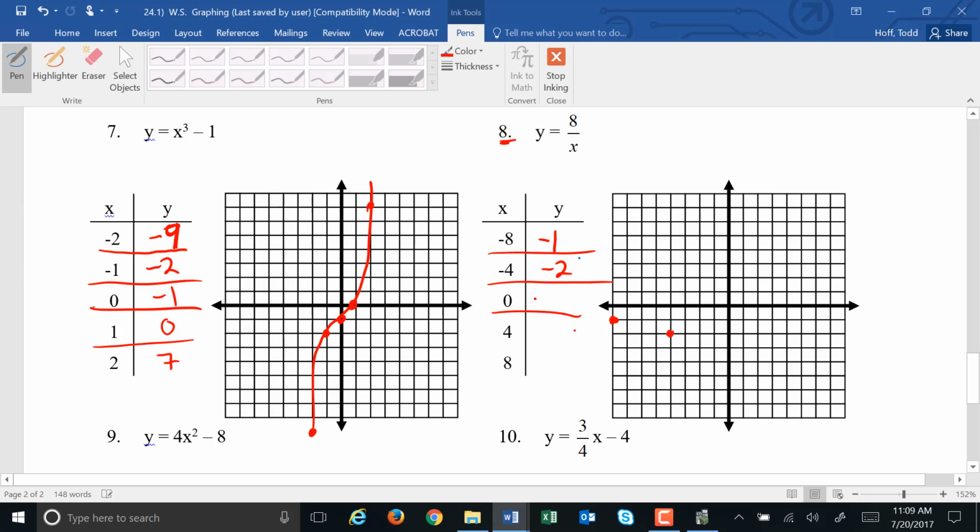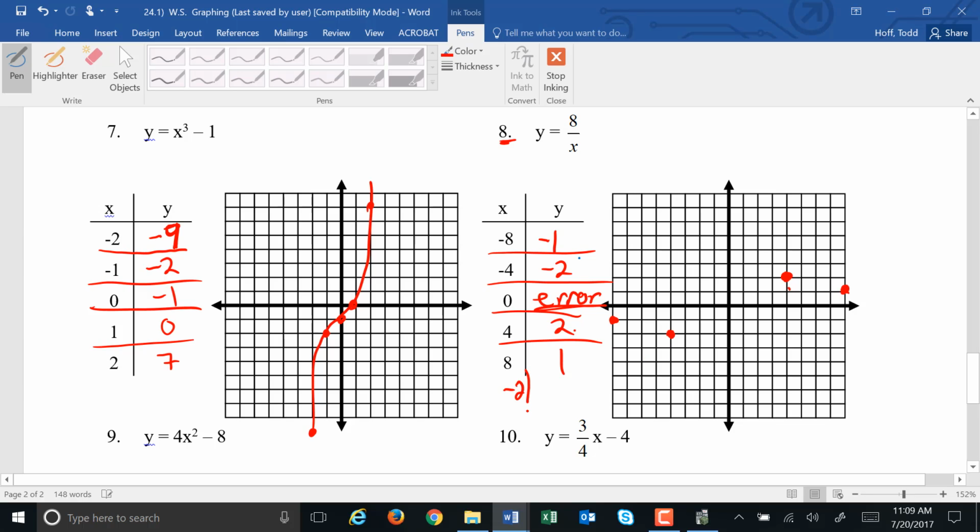If x is 0, 8 divided by 0 is error. Your calculator says bad things. How about 4? 2. So that's right there. How about 8? 1. So that's right there. Well, that sure doesn't look like much. So let's pick some more points.